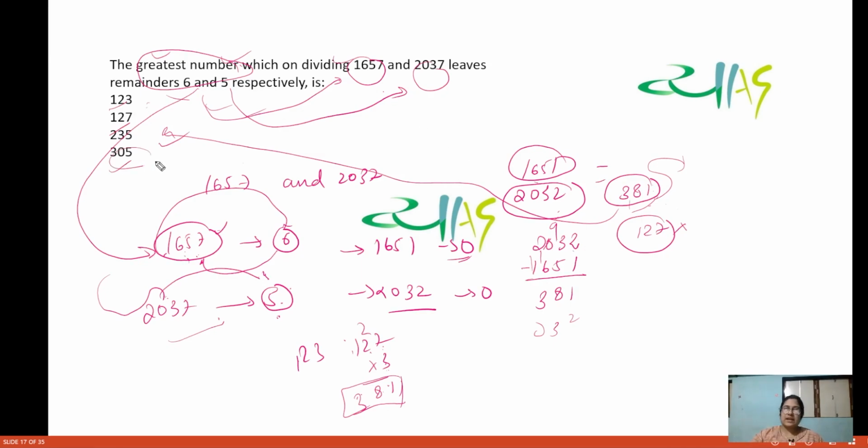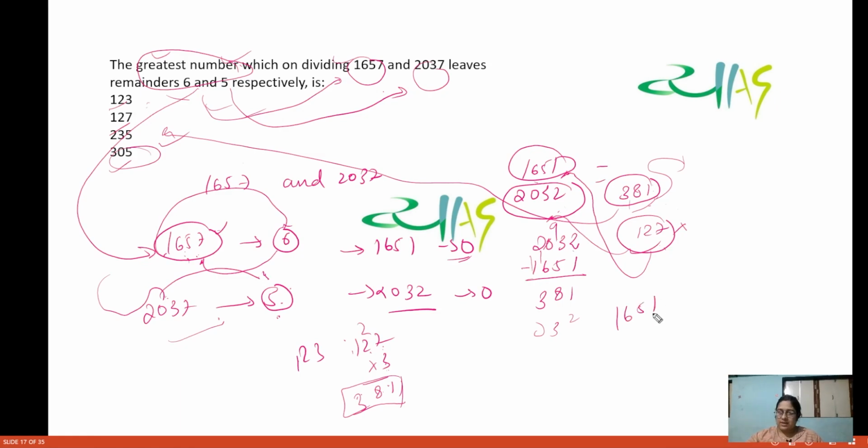So I know 305 will not be a multiple of 381. Let me check with 127 itself. 127 will be able to divide this. You can check it obviously. And 127 will be able to divide this as well. So I think this will go 13 times and this will go 16 times.